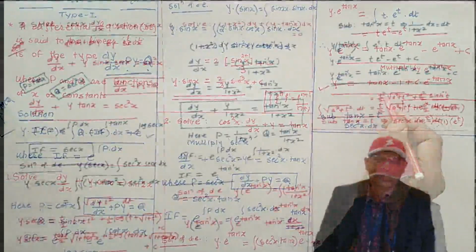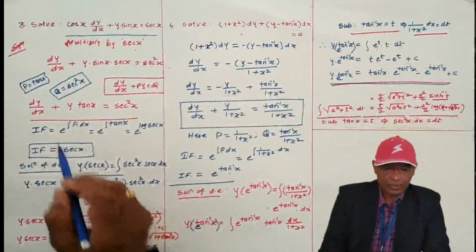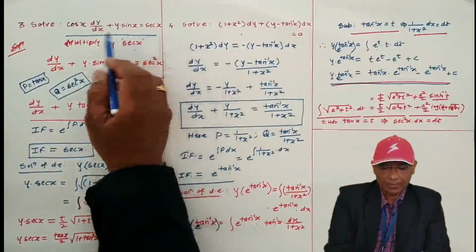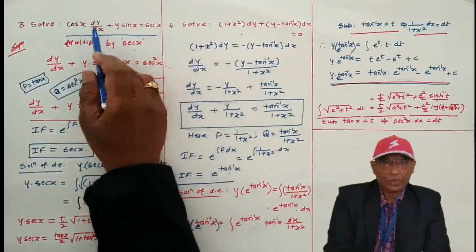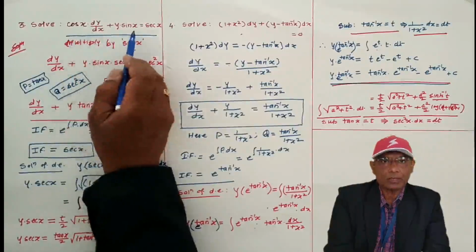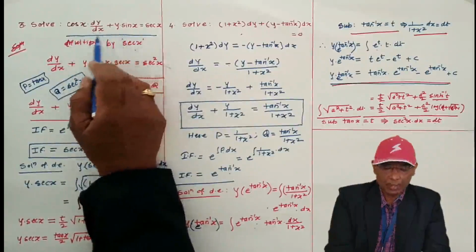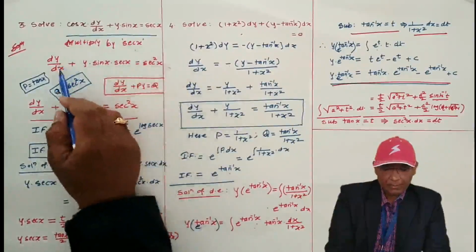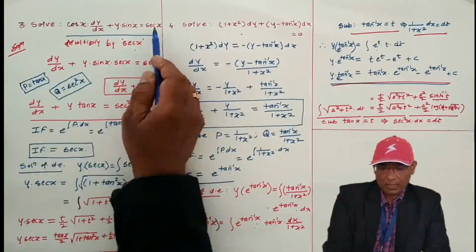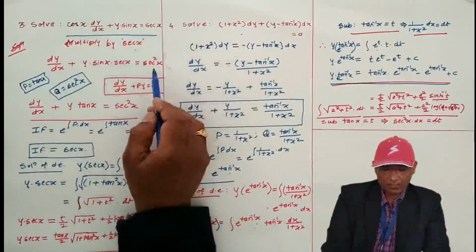Okay, this is the third problem now. Here, solve cos x dy by dx plus y sin x equal to sec x. The cos x is there in the multiplication of dy by dx. We don't want it. Divide by cos x, that is, multiply by sec x. dy by dx plus y sin x into sec x. Sec into sec x is sec square.